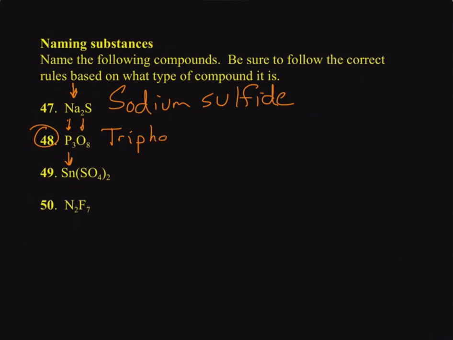triphosphorus, tri meaning 3, and then 8 is octoxide, octo. But I'm not going to put two O's in the middle, so we call it octoxide.